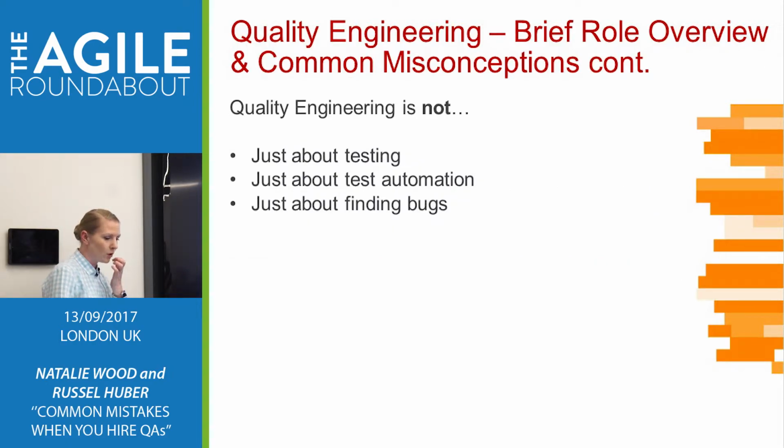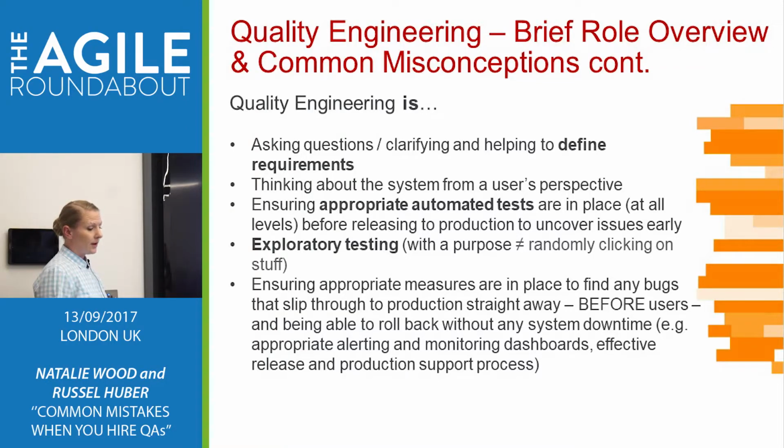So some things about what it's not about. Quality engineering for me is not just about testing, it's not just about test automation, and it's not just about finding bugs. They're all parts of it, but it's not just about those things. So what it is about, this is not an exhaustive list, this is just a whole load of things that cover the majority of the things that we're covering in ScienceDirect and Elsevier, and my feelings about what the role is about. So it's about asking questions, clarifying and helping to define requirements.